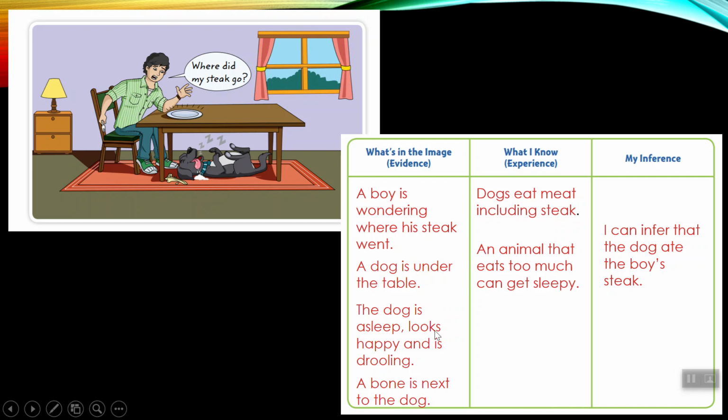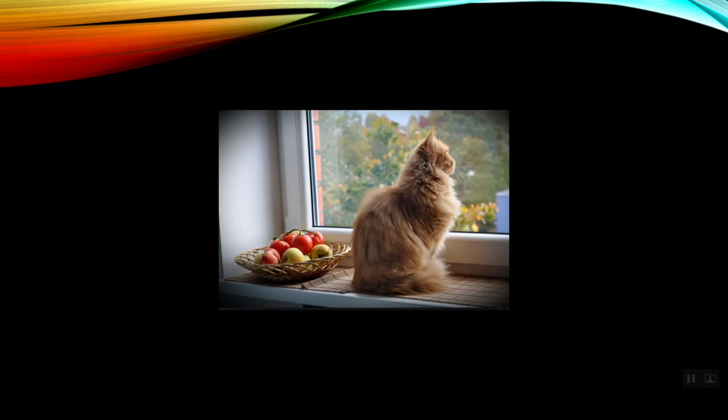Now let's try it one more time before we move on. In this picture, you see a cat sitting in front of a window. He's been there all afternoon. It's spring and there are trees with leaves outside the window. You have heard chirping and twittering coming from outside. What inference can you make then?